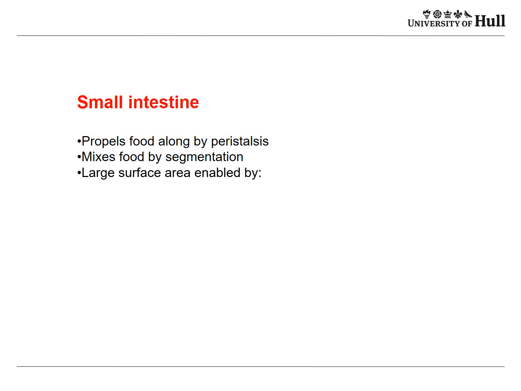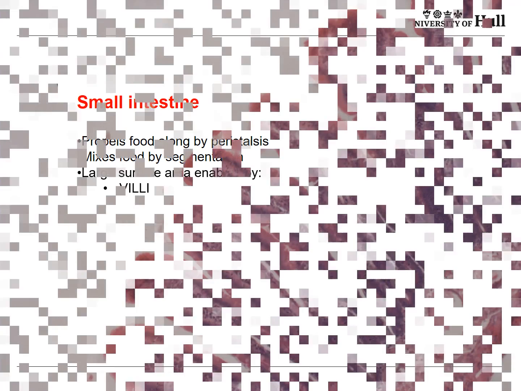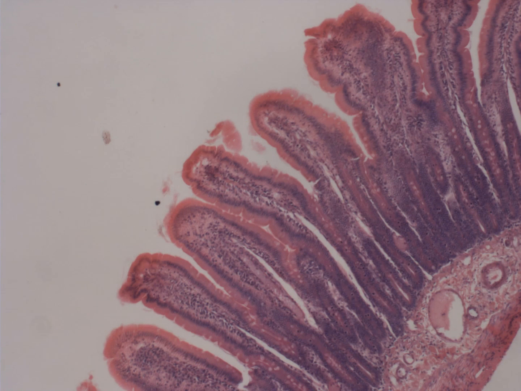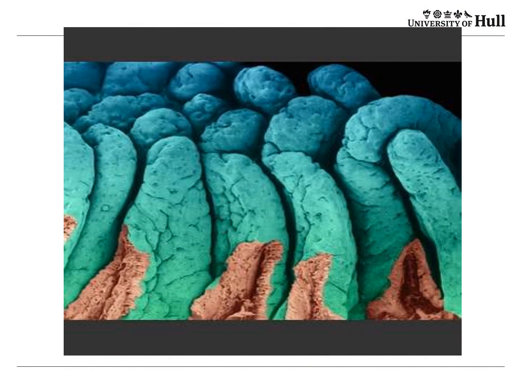The small intestine has a large surface area enabled by structures known as the villi. The villi are finger-like projections, which you can see here, projecting into the lumen of the small intestine. And here's a three-dimensional picture of them.